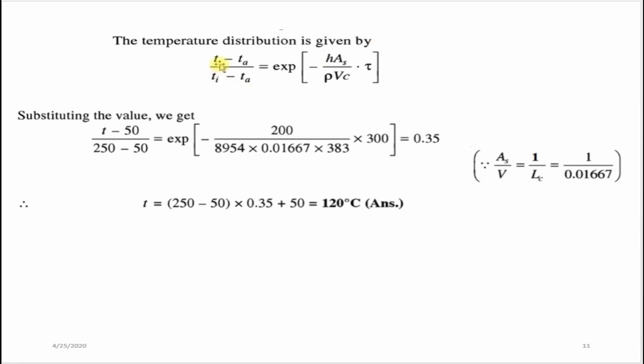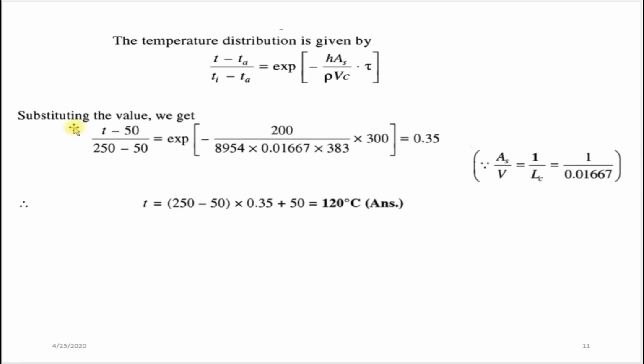T minus Ta divided by Ti minus Ta is equal to exponential of minus H into area divided by rho into V into C into time T. In this, the temperature T is asked in the problem. Time is given, ambient temperature is given, initial temperature is given, the only unknown is temperature T. All the values you have to substitute in this equation.